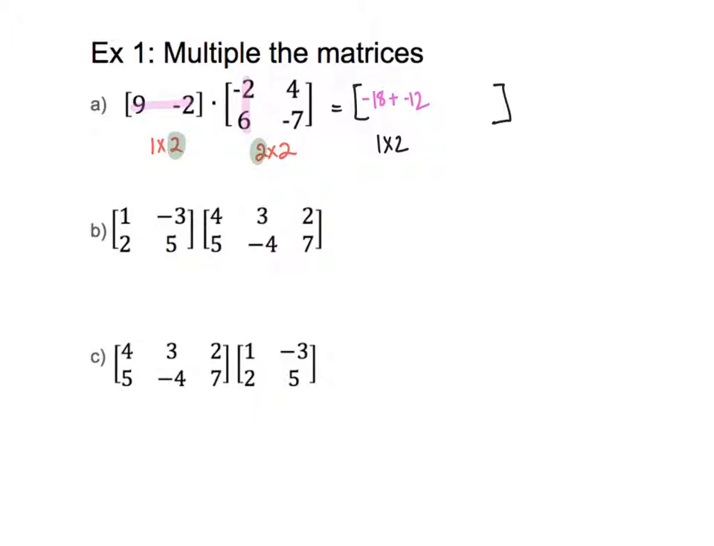So here's what happened. When you take the row and multiply it by the column, you take the first number in that row and the first number in that column and multiply them. That's how I got the negative 18. Then you take the second number in that row and the second number in the column and multiply them, and that's how I got the negative 12. And after you multiply them, you add the numbers up. So in this case, I'm now going to do it for the second column.